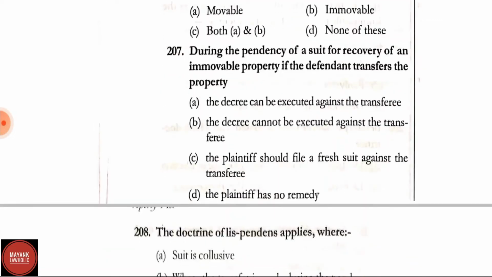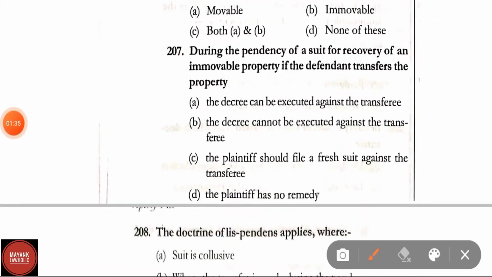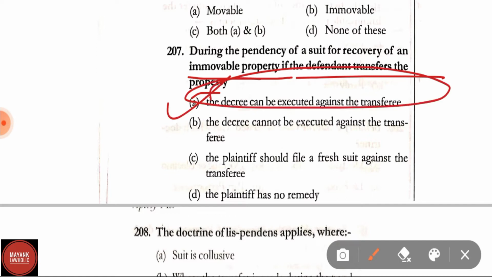Question number 207. During the pendency of a suit for recovery of an immovable property, if the defendant transfers the property, the decree can be executed against the transferee. The decree cannot be executed against the transferee. The plaintiff should file a fresh suit against the transferee. The plaintiff has no remedy. Correct answer is option A, that is the decree can be executed against the transferee.